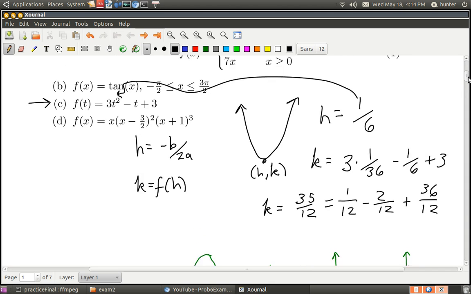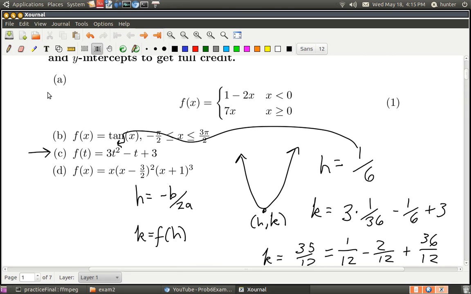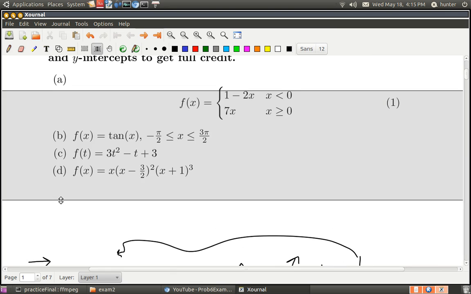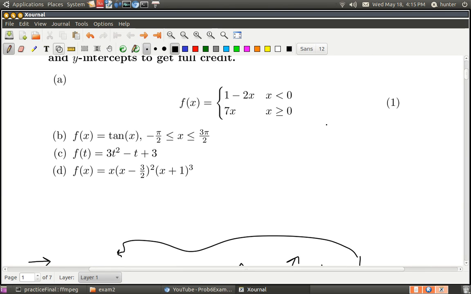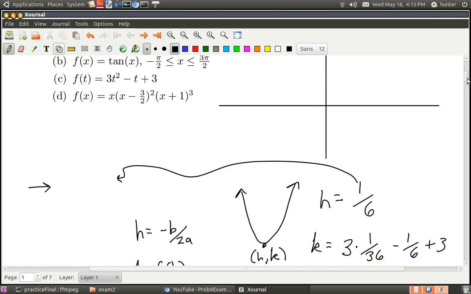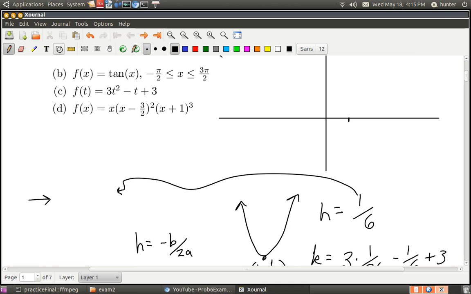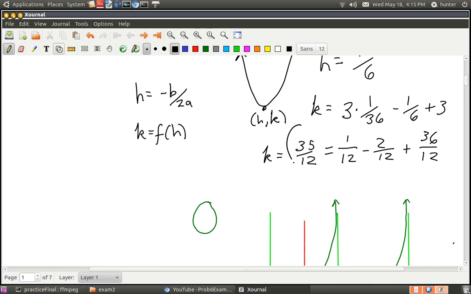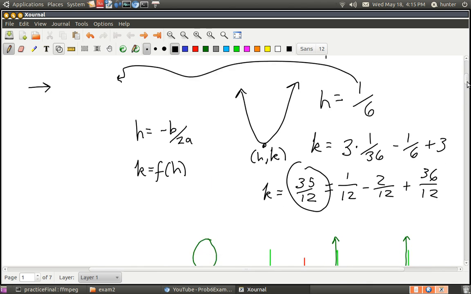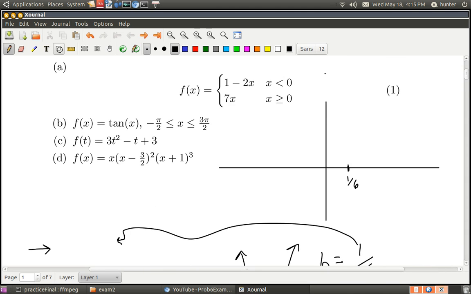Alright, and so let me put some axes here. I'll turn on my hand steadying tool. There's a y-axis, there's an x-axis, and what are we looking at? We're looking at h equals 1 over 6, so we'll call this 1 over 6. Okay, and we know that k here is 35 over 12. So what is that? That's pretty close to 3, isn't it? So we'll say here is 35 over 12. And so let me just put a little dot here. Okay, so this will be where the vertex of the parabola is.